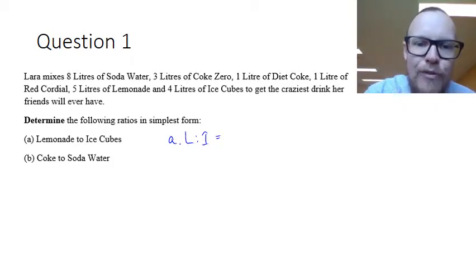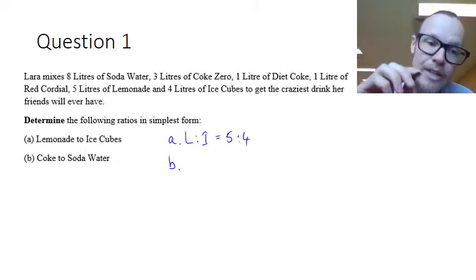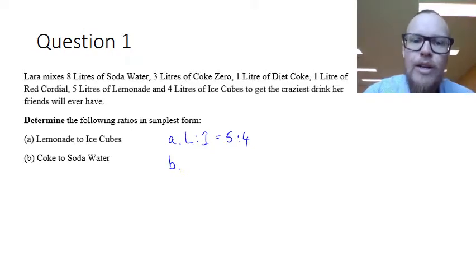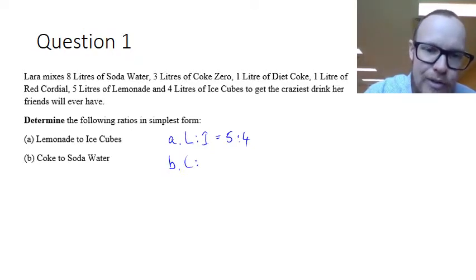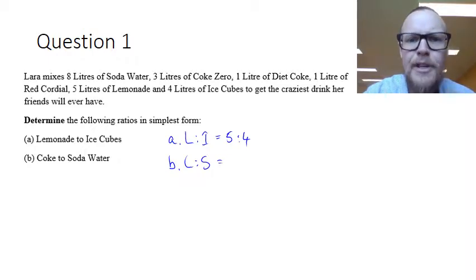Lemonade to ice cubes, there are 5 litres of lemonade to 4 litres of ice cubes. That is in simplest form, so we can stop there. Second is Coke to soda water. Now, we need to label Coke to soda water. Now, there's 1 litre of Diet Coke and 3 litres of Coke Zero.